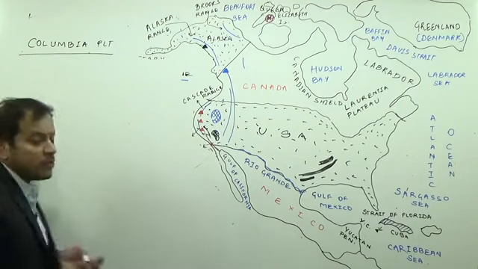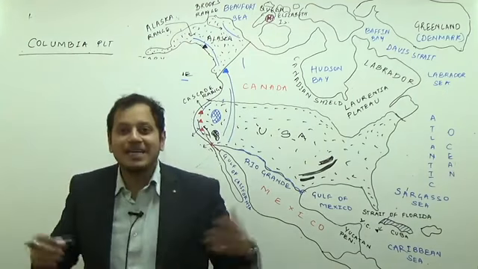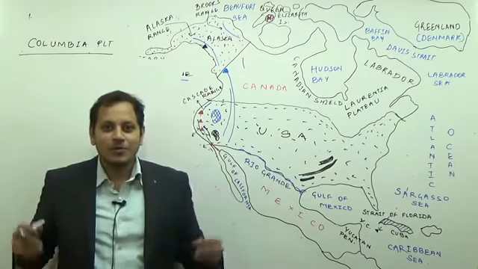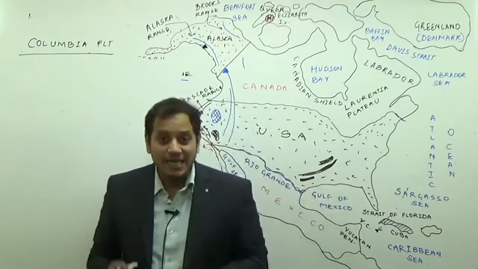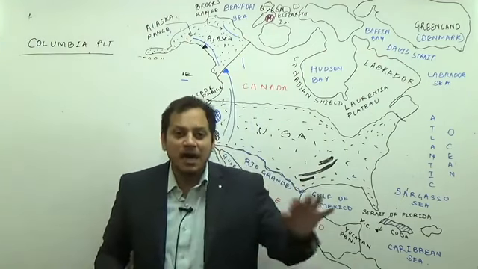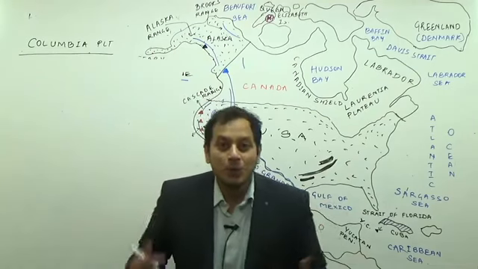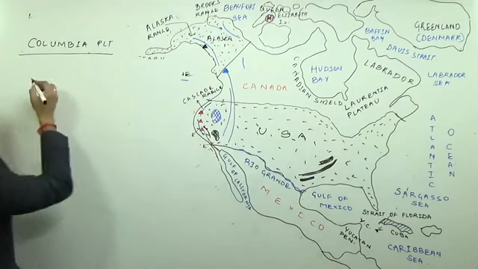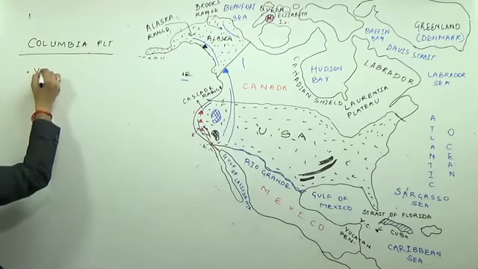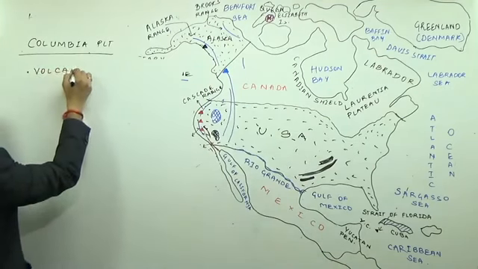Now the Columbia Plateau is important because it is similar to the Deccan Lava Plateau. What I am saying, similar to the Deccan Lava Plateau in India or the Maharashtra Plateau, the Columbia Plateau is, what is the Deccan Lava Plateau? It is a volcanic plateau. It is an example of a volcanic plateau.